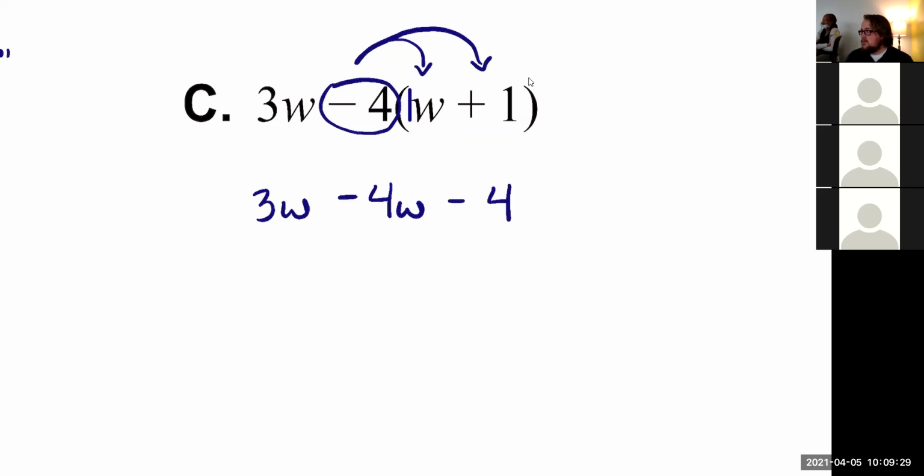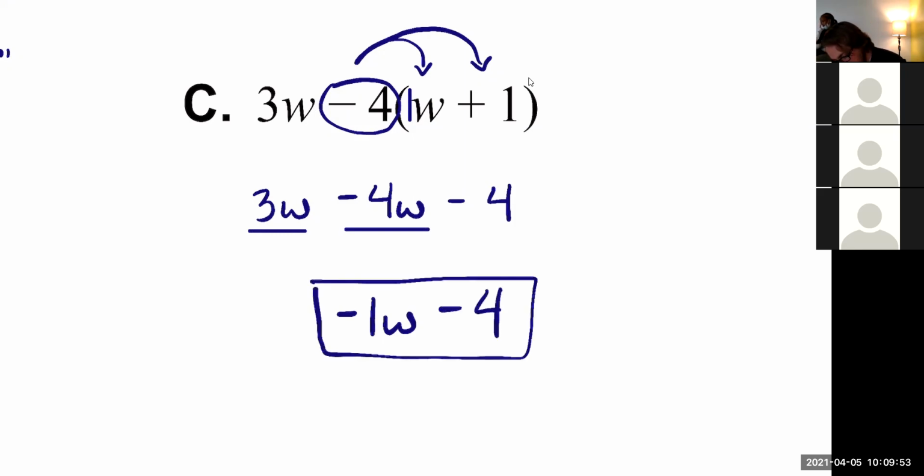Yes. What do we got? Subtract 3W. So 3W and -4W, because they are like terms. What is 3W take away 4W? -1W. Can I combine the -4 with it as well? No. So bring it down. This is as far as it can take us.